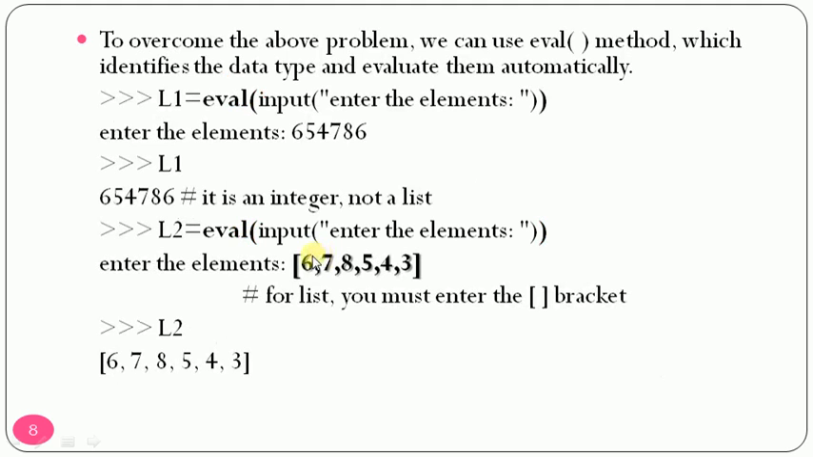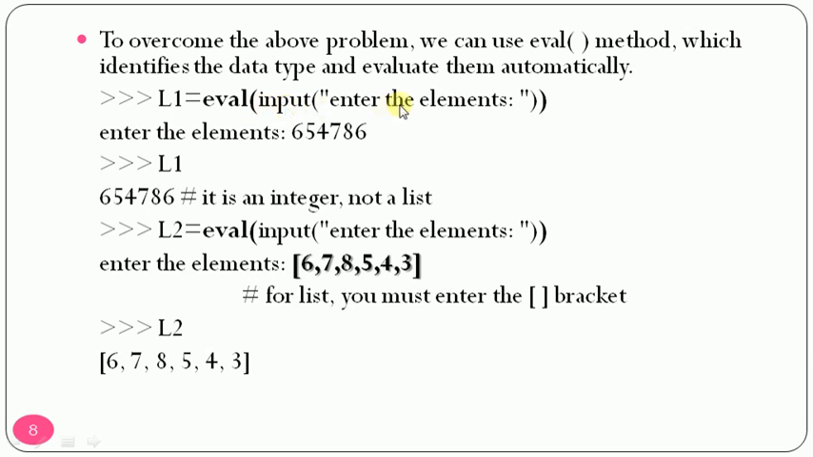Now, to overcome this problem, we have the eval method, evaluation. This eval method identifies the data type of the values inputted and evaluates according to them automatically. It evaluates the data type. So this is the function of the eval function. Now let's use this eval function instead of list.